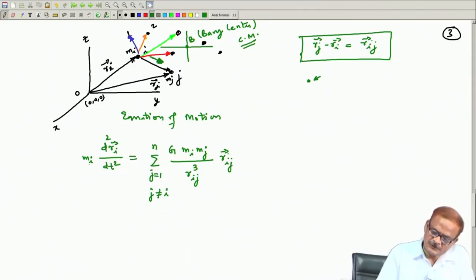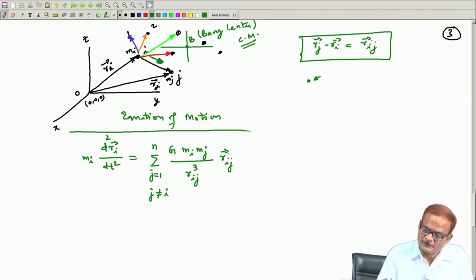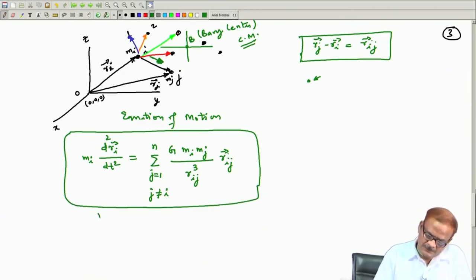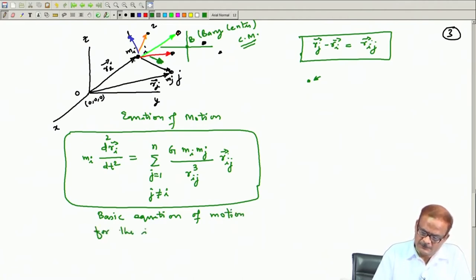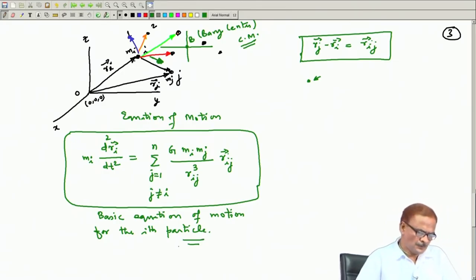So, this constitutes the basic equation of motion for the i-th particle. And we will utilize this in our formulation.